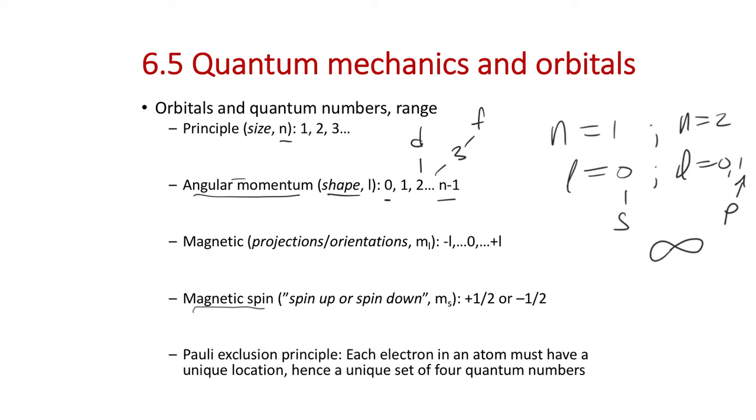Thank you. And so then the magnetic quantum number tells us the projection of the number of orbitals that are possible with that L value. And this would range from minus L through 0 to plus L.